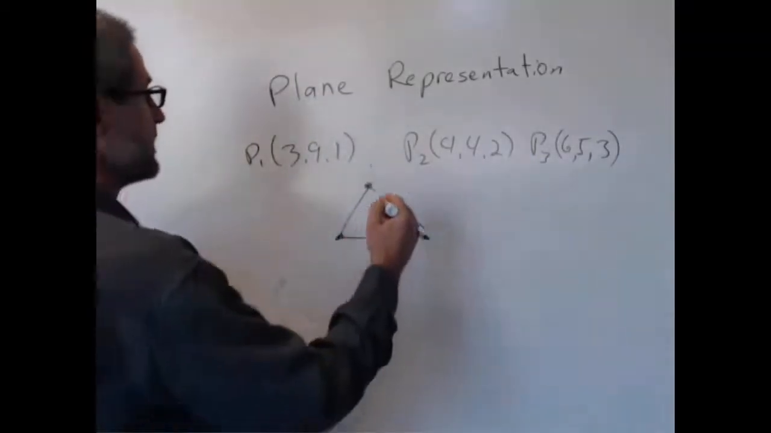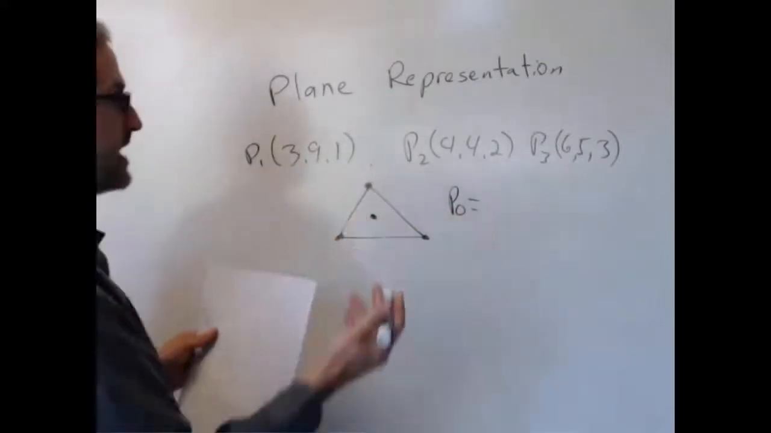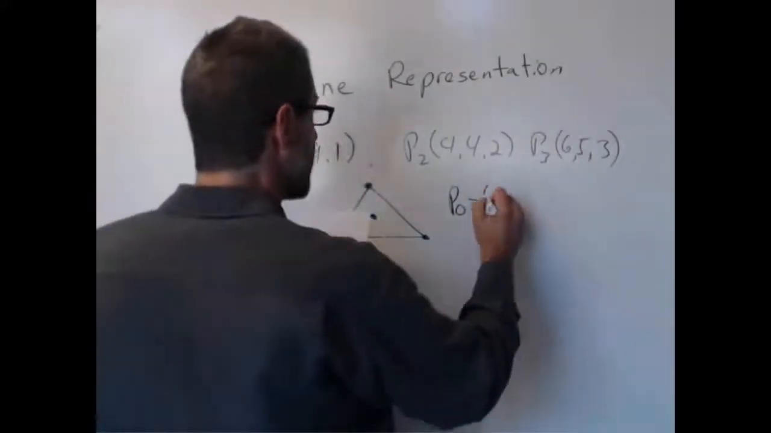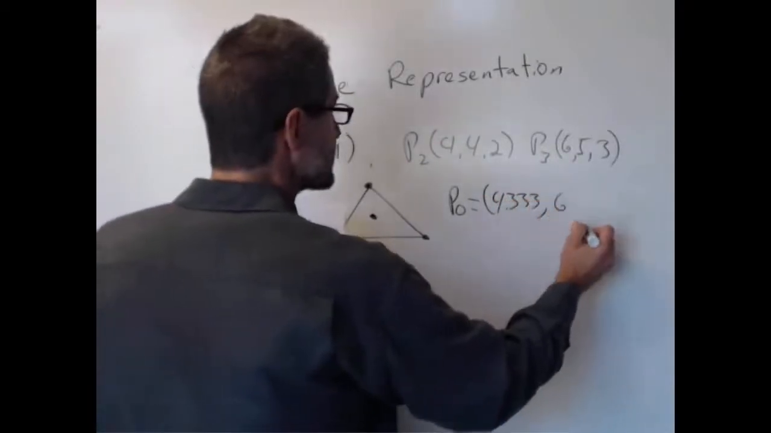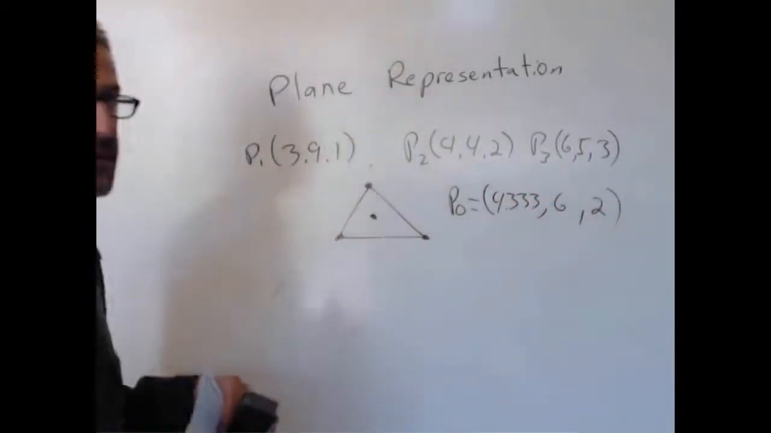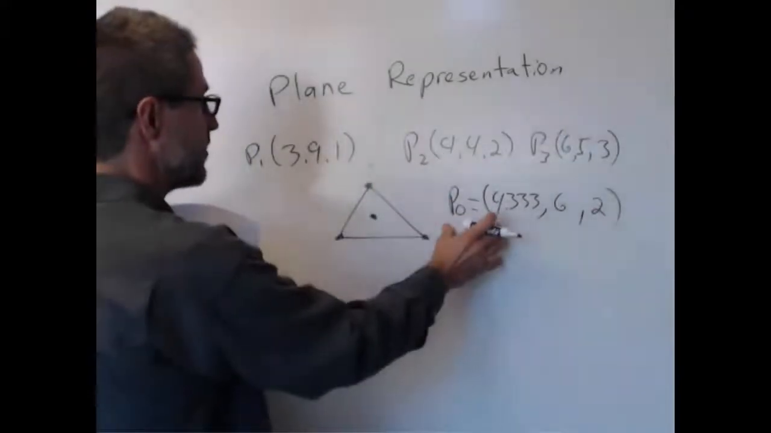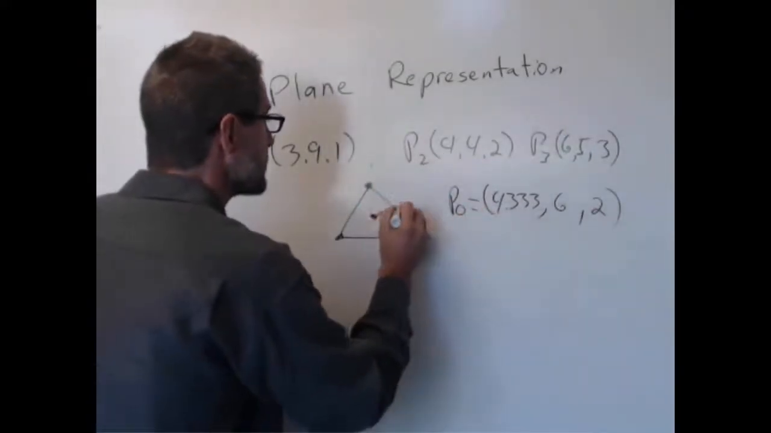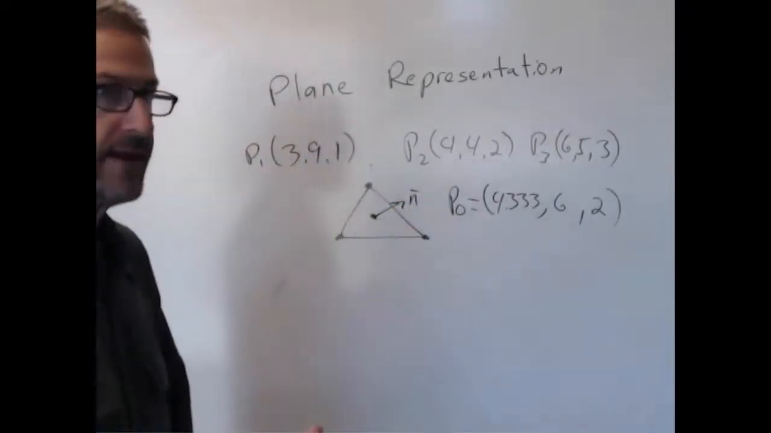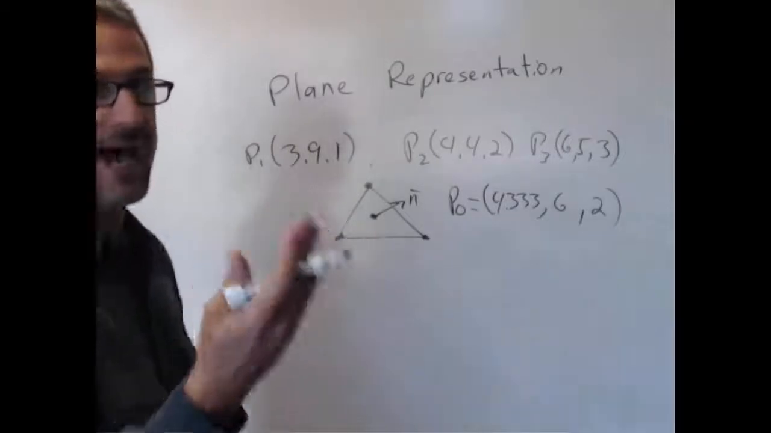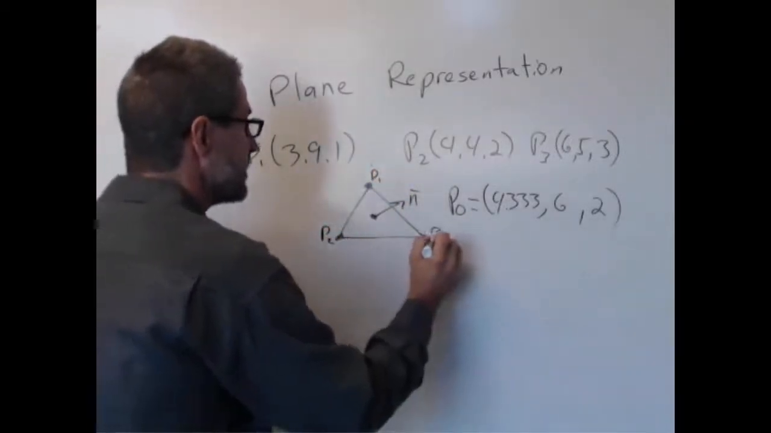Okay, so these 3 points make up a triangle. The centroid, P0, if I average basically all the x, y, and z components, we get 4.333, 6, and 2. So there's our middle point. And the plane will be represented by that centroid as well as a unit normal vector, n. So coming up with n, there's a couple of different ways. So we could use the dot product.